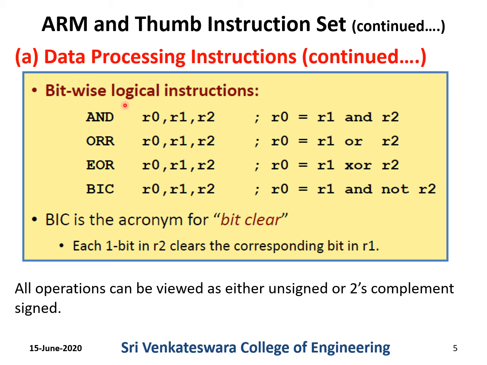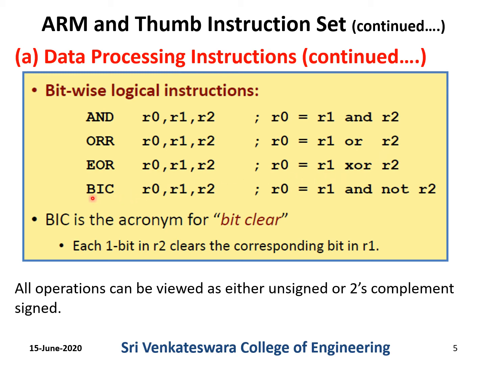So some more data processing instructions. These are bitwise logical instructions: AND, OR, XOR, bit clear. BIC stands for bit clear. And here also 3 operands are used: R0, R1 and R2. So logically every bit present in the operands is ANDed. So a bitwise AND operation is performed. Similarly bitwise OR and XOR operations are performed.